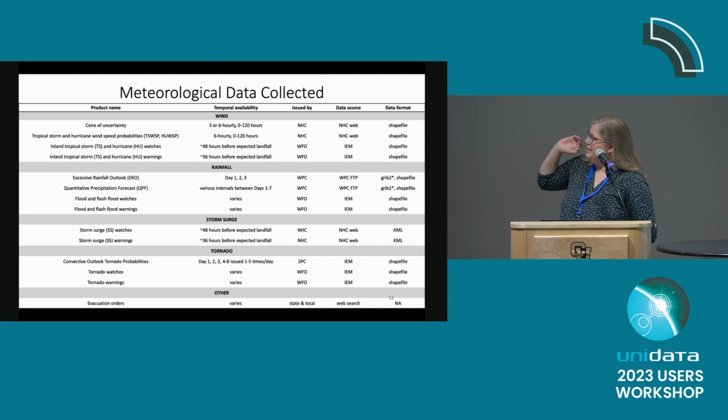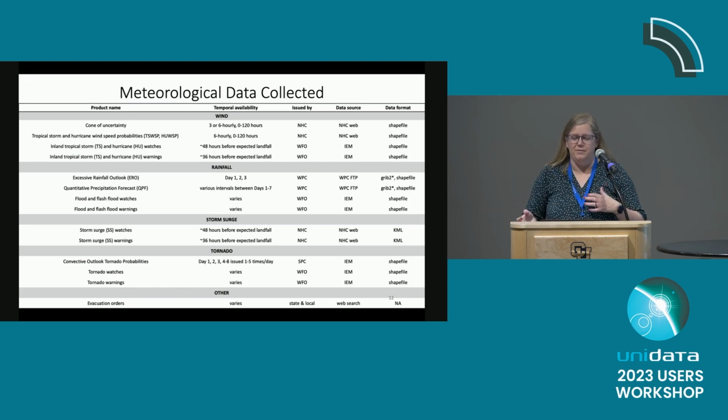So we went and got a bunch of products. I've worked with hurricane data for a long time, and so I was pretty comfortable working with things like the cone of uncertainty, the wind speed probabilities, hurricane watch and warning data. Those are all supplied in different formats.